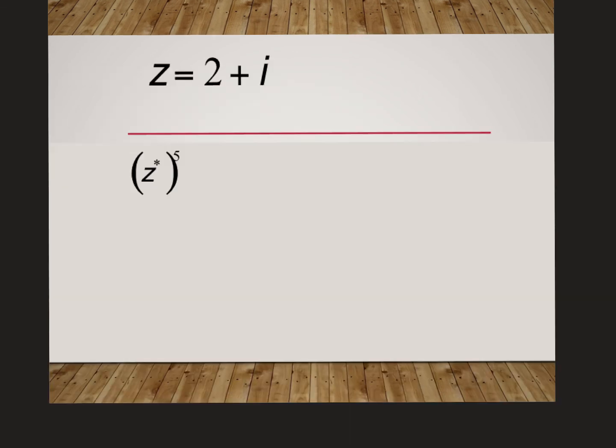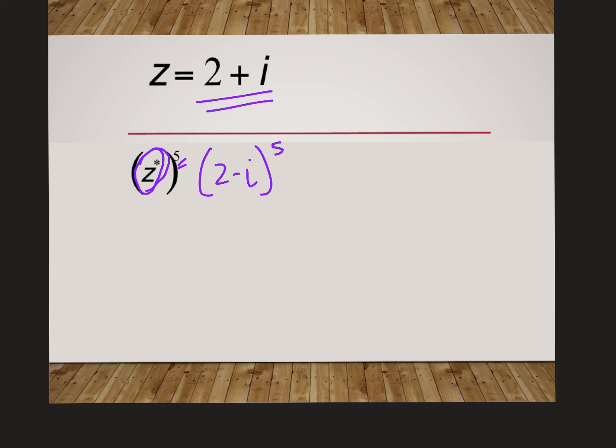All right, so this is the last example. Again, same exact complex number, but this is saying that you're going to take the complex conjugate, so 2 minus i, and raise it to the 5th. All right, and I'm going to do this the same way that I did the last one. I'm going to do it with binomial expansion.